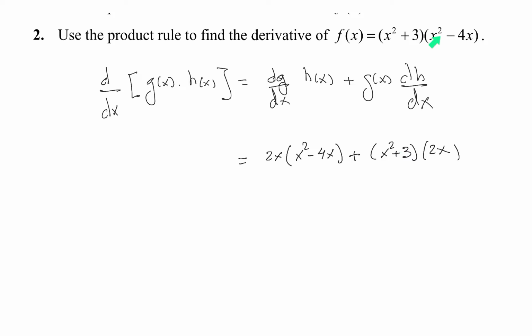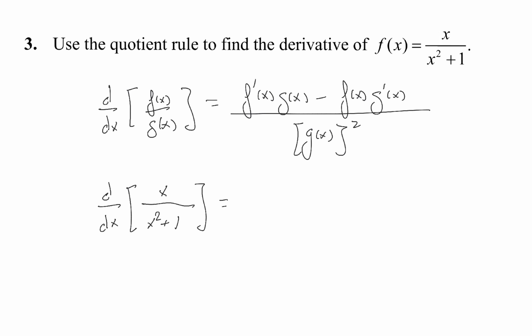The derivative of x squared is 2x, the derivative of 4x is 4. I made a mistake here, it is 4. Okay, now it's correct. And you do the algebra and put it nicely. Multiply this, etc. Let's go to the next one.